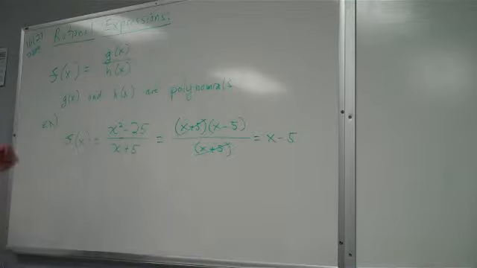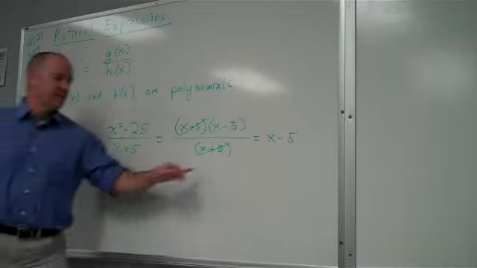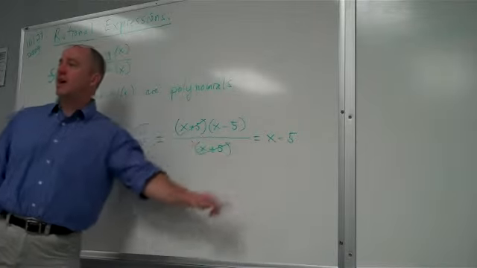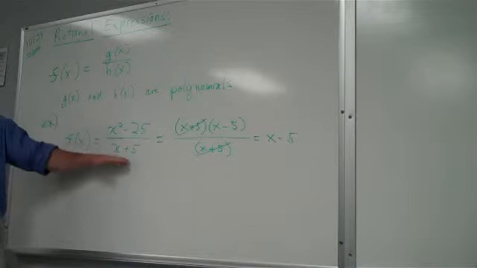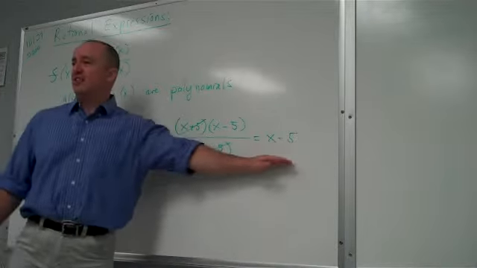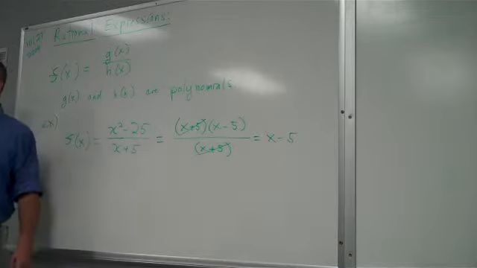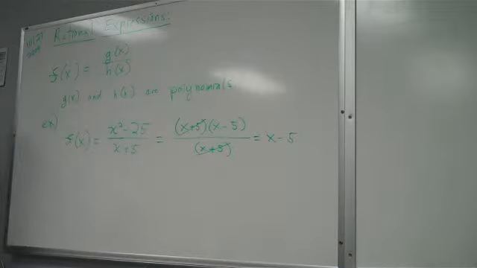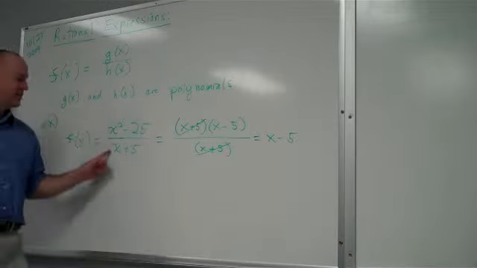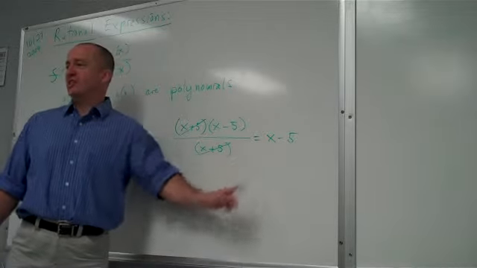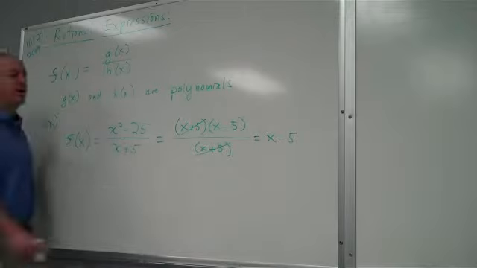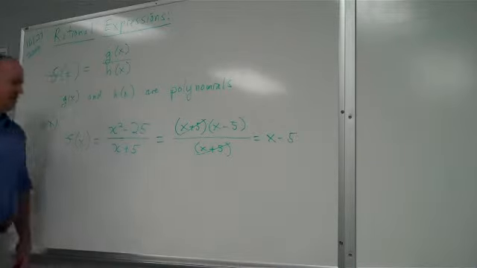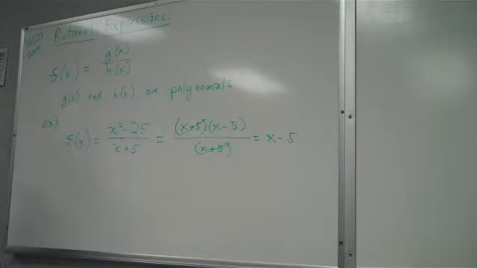Okay, here's the problem with that. This polynomial looks like it reduces to x minus 5, except if you graph it, it doesn't look exactly the same. There's a problem here. If I put most points into this and into this, I'll get the same value, except for one. What happens here when x is equal to -5?